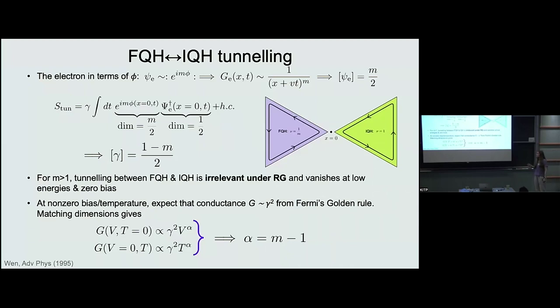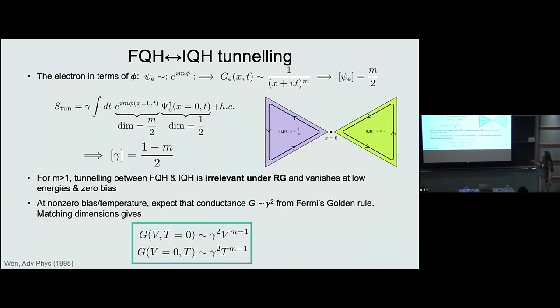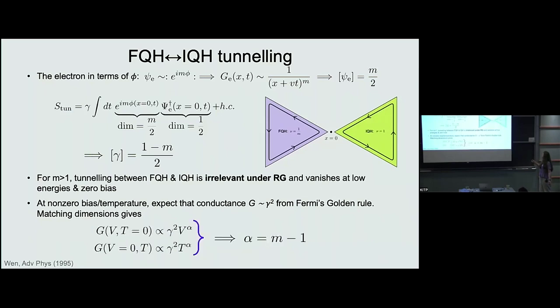So if we want to look at tunneling between these two points at x equals 0, the action we would write down would have this electron hopping, the electron on the fractional quantum Hall state in terms of the vertex operator, becoming the actual physical electron that is propagating around the integer quantum Hall boundary. So this has scaling dimension m over 2, dimension 1/2. From which we would then conclude that the tunneling coupling has to have scaling dimension 1 minus m over 2.